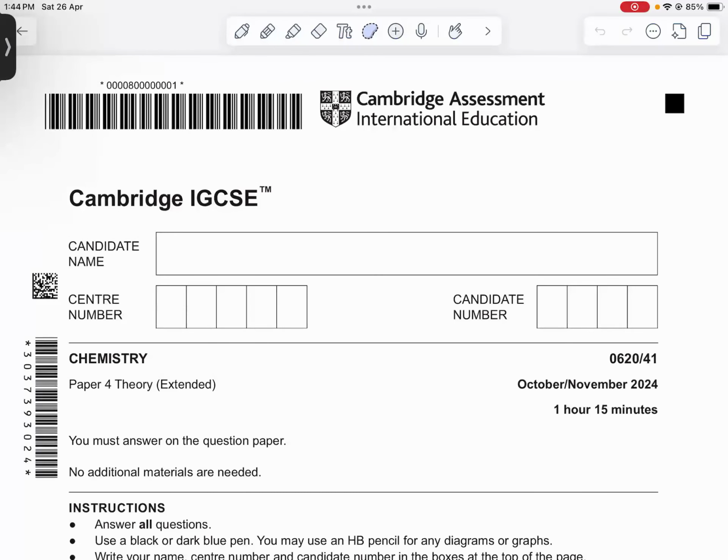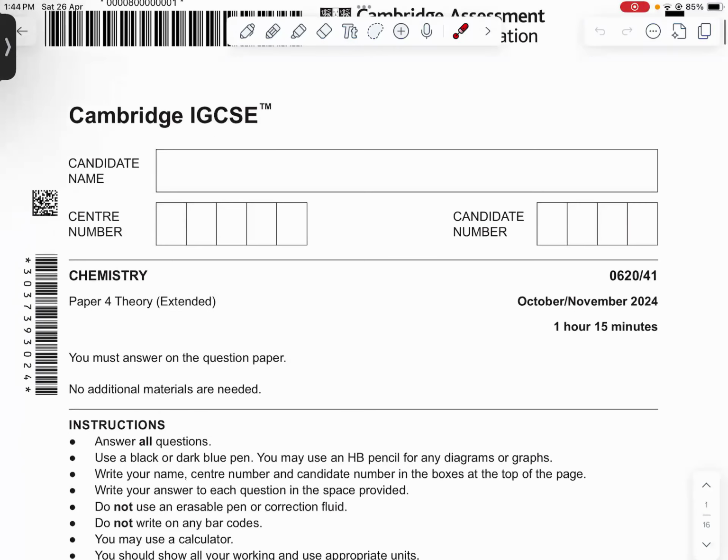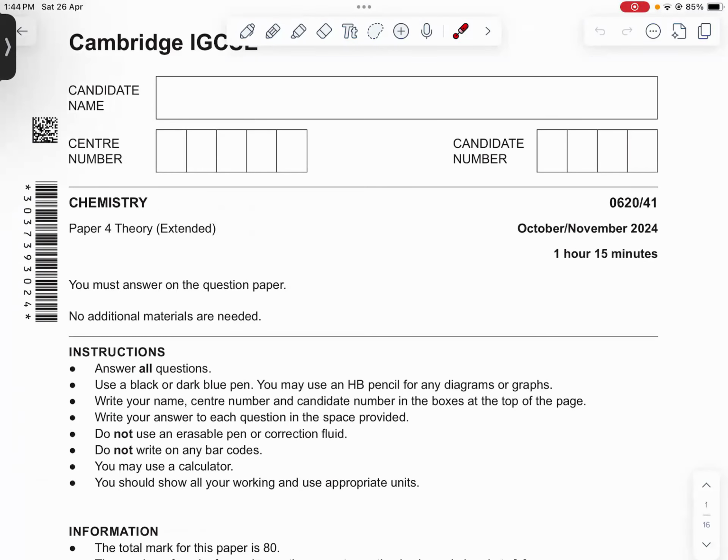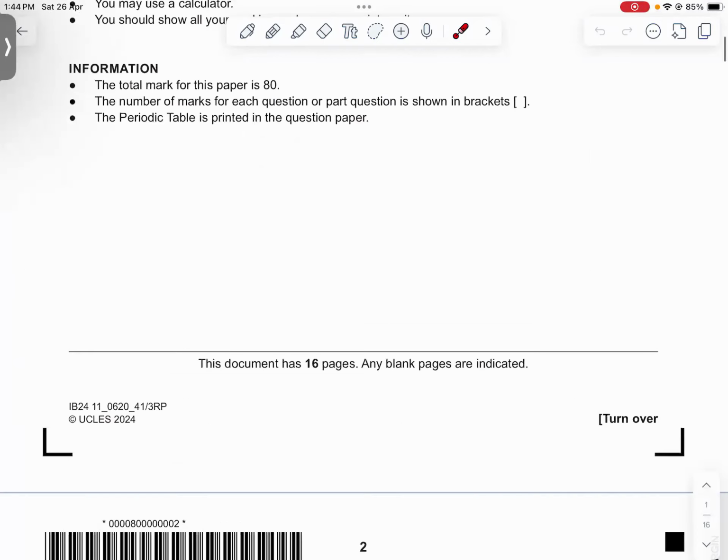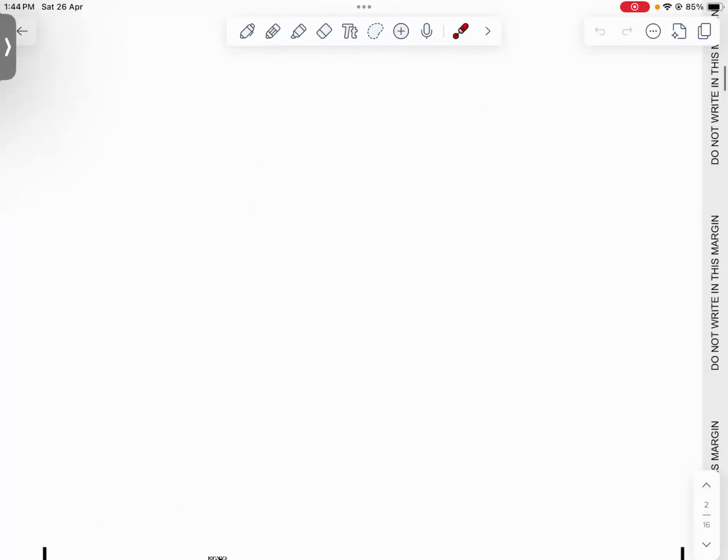All right, students. So today we are doing IGCSE Chemistry P4 Variant 1 of October November 2024. All right, let's look at the first question.